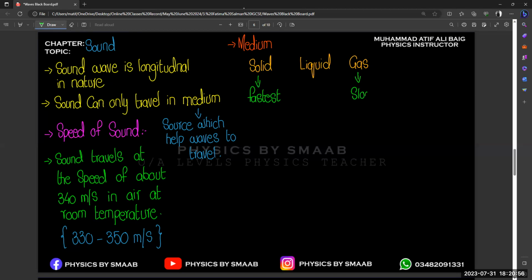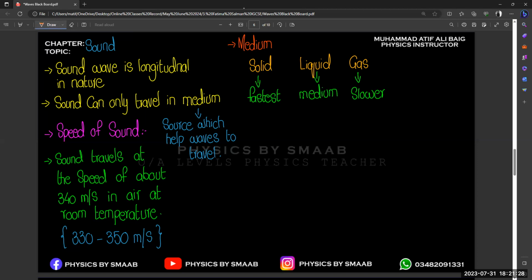It will move with slower speed in gases, and sound will move in every gas. I will also give you the reason why sound travels faster in solid, not in gas or in liquid, right? First, I will write the values, so that will help you understand how much is the difference between solid, liquid, and gas.